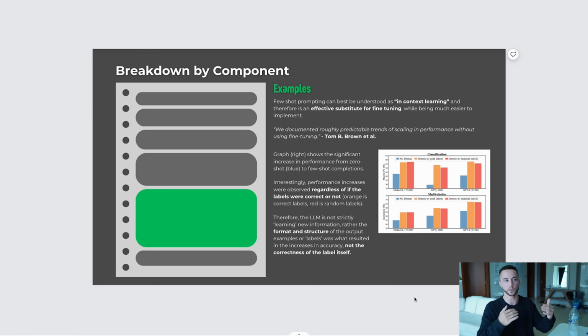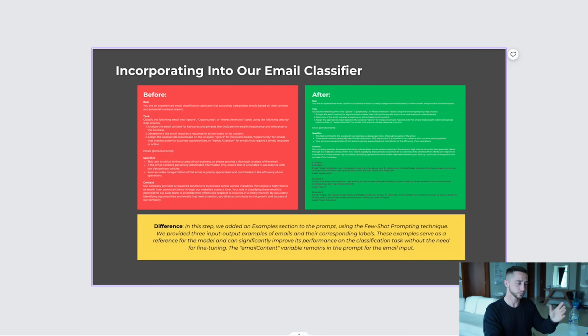Sure, it might listen to it, but if you give 5 examples of input and then just the one word output, like in our case, opportunity or needs attention or ignore, these labels for our email classification system, it's going to perform so much better. So here's a before and after.